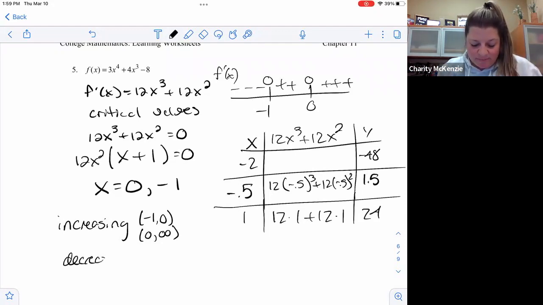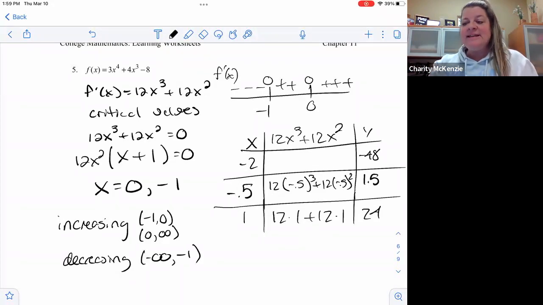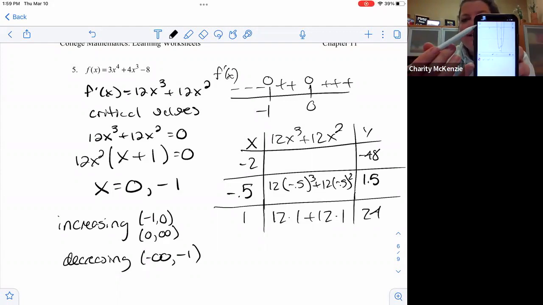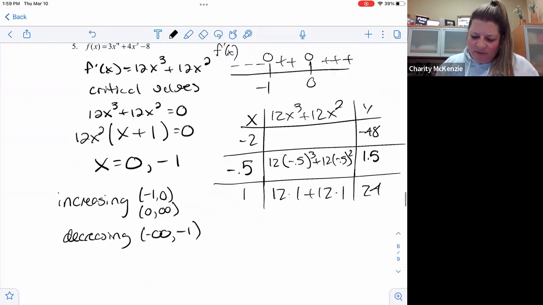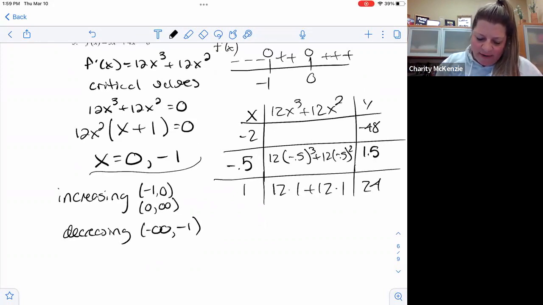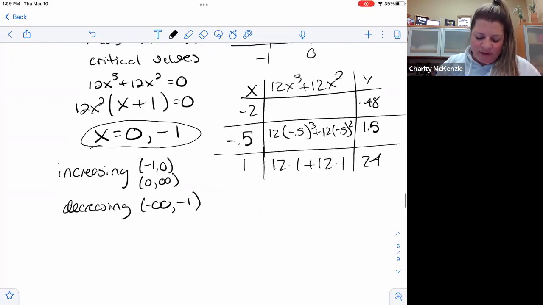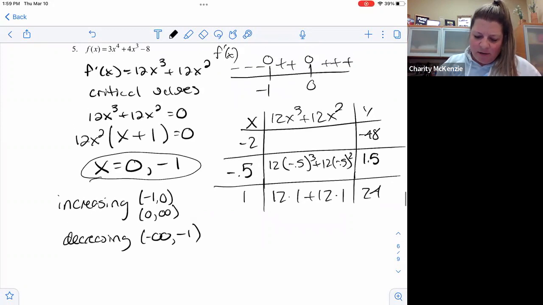Decreasing, we would then say from -infinity to that -1. And we could see that on our graph. We are decreasing down, and then we're increasing, and then we have a little hiccup, and then we are continuing to increase. So we can kind of see that from the graph there. Okay, so critical values are here if it asks, and then increasing, decreasing.